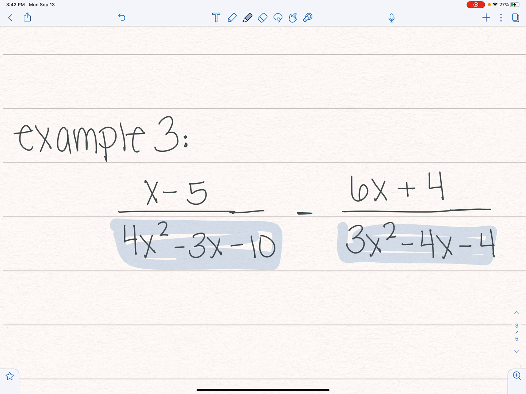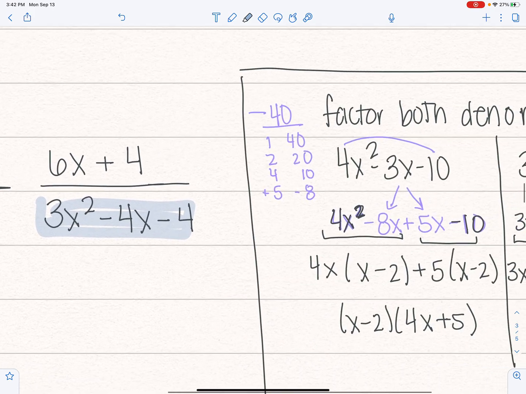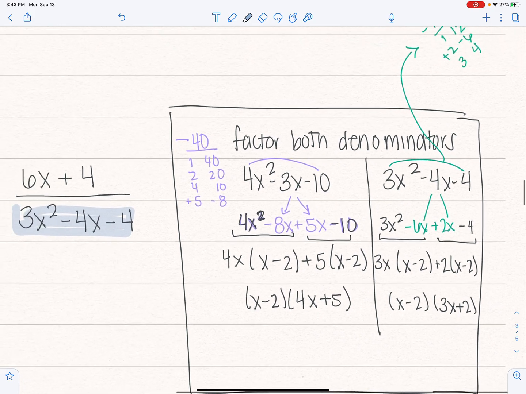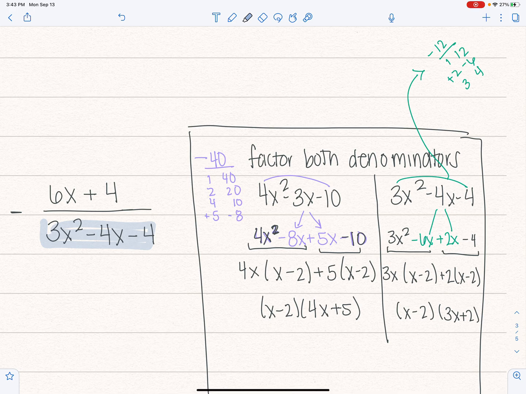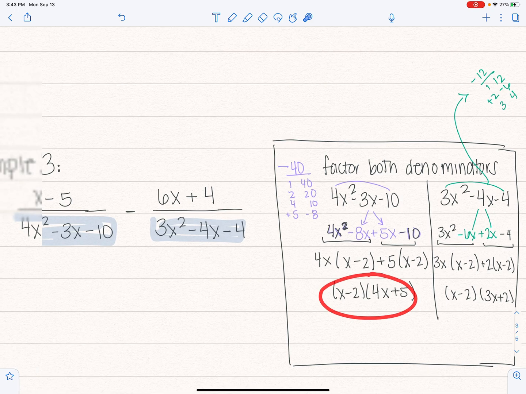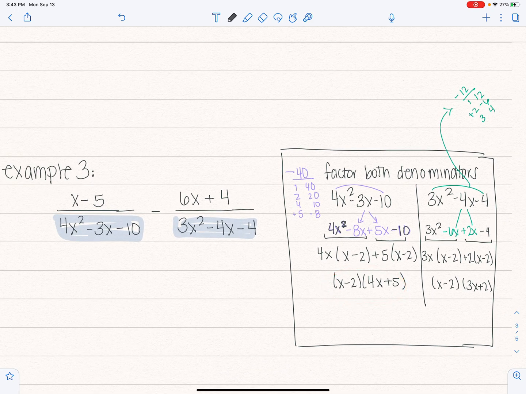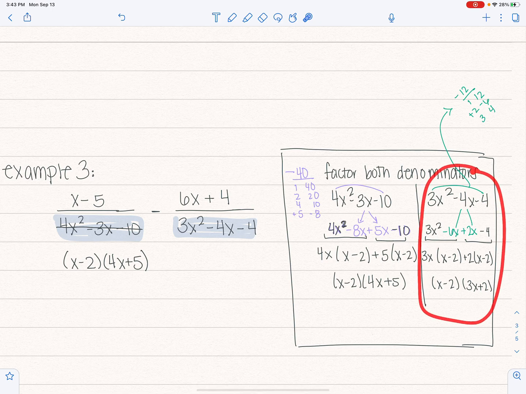All right, so hopefully you factored them. Now here's your check. So when I factor those denominators, the one on the left, I get x minus 2 times 4x plus 5. So I'm going to replace that with x minus 2 times 4x plus 5. The denominator on the right, I get x minus 2 times 3x plus 2.